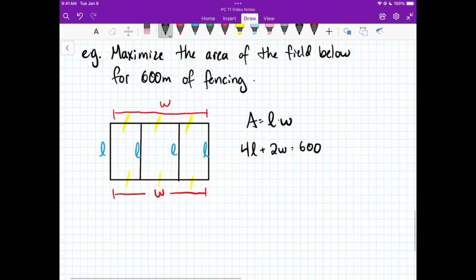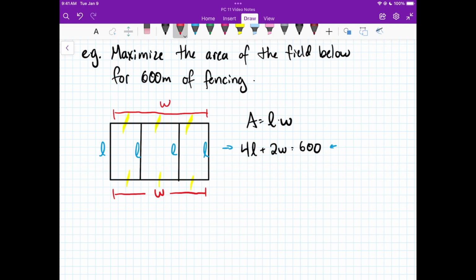The other thing to keep in mind is if we're trying to solve this equation here, this 4 lengths and 2 widths, and we want to solve that for one of our variables, now it actually does matter which one we pick. If you're going to solve for L, you're going to have to divide by 4. If you're going to solve for W, you're going to have to divide by 2. And if you divide by 4 here, you're going to get fractions when you do 2 divided by 4. So it's better in this case to solve for width instead of length.